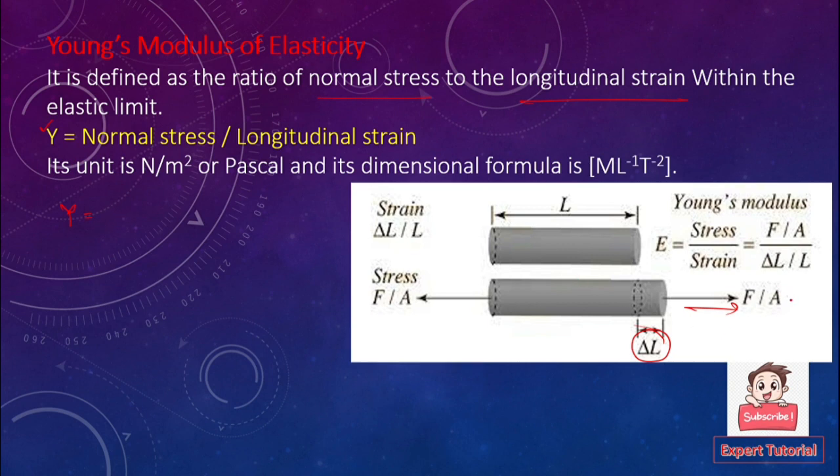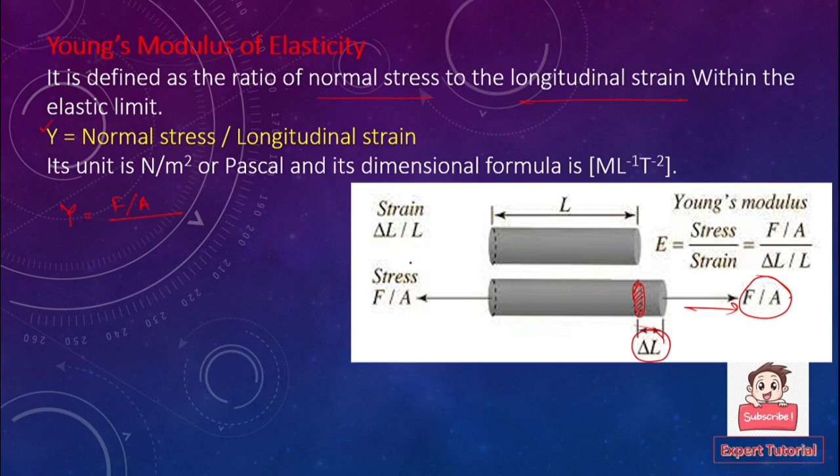What is stress? Stress is the force per unit area. And one thing, this force is calculated across this cross sectional area. So this is the cross sectional area, and this force per unit area is basically the force per cross sectional area. So Young's modulus will become force per unit cross sectional area, divided by longitudinal strain.